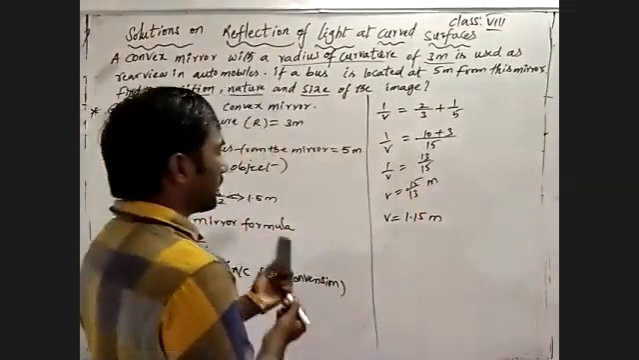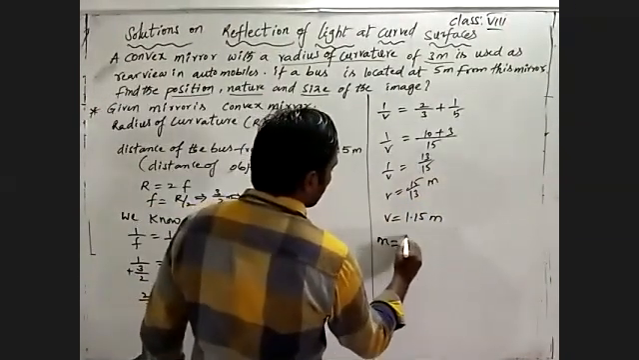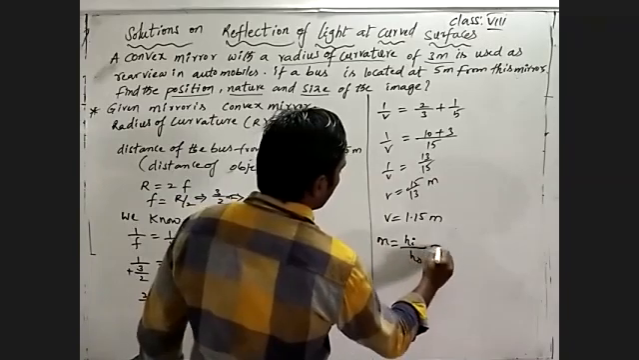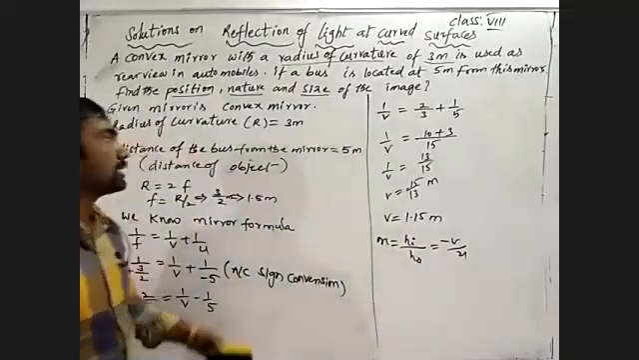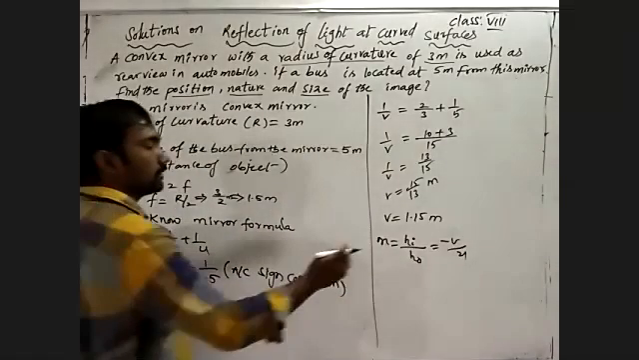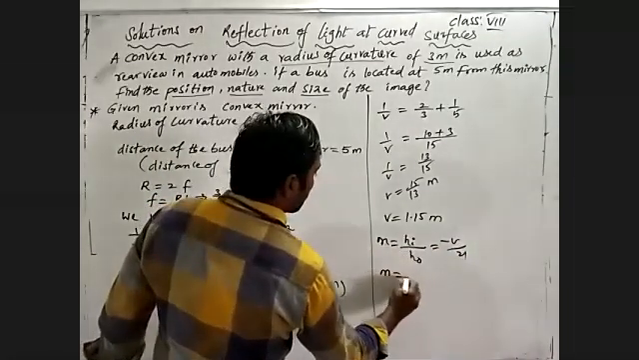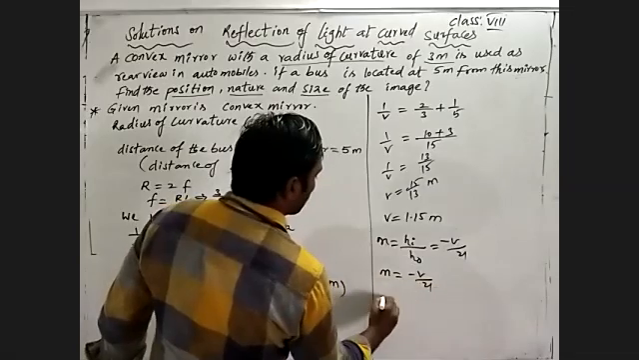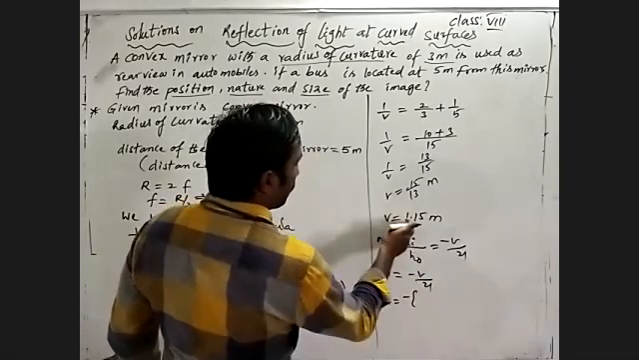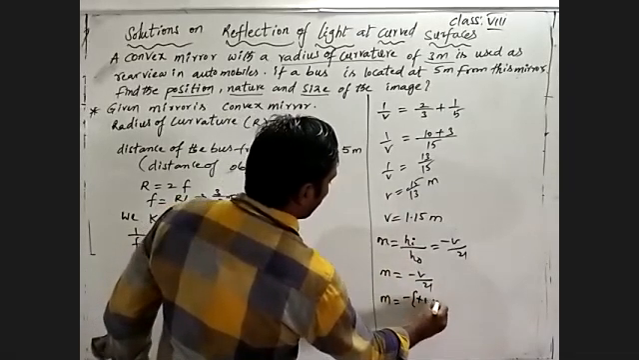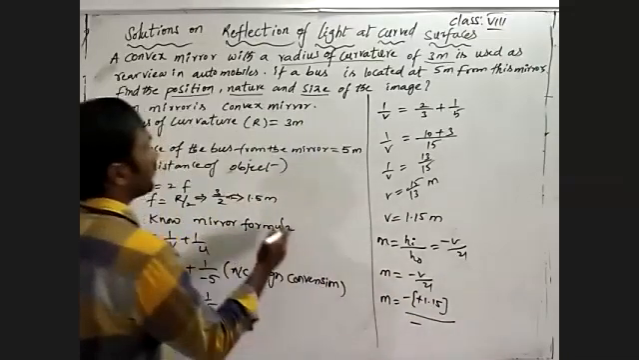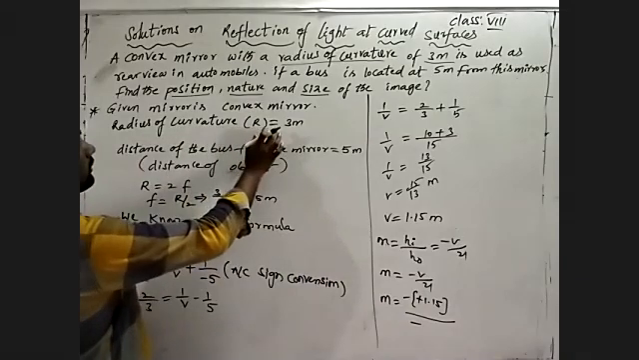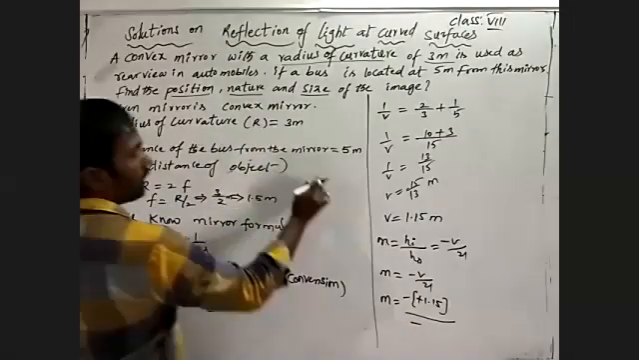See there, the size of the image. Magnification is equal to hi by ho, which is equal to minus v by u. They did not give the heights, but they gave a relation to find the magnification, which is minus v by u. So minus how much? Plus 1.15 by the object distance, which is minus how much? They gave the object distance as 5 meter.